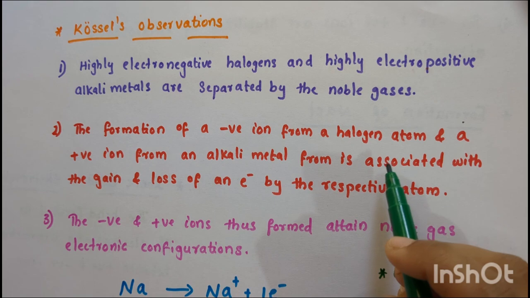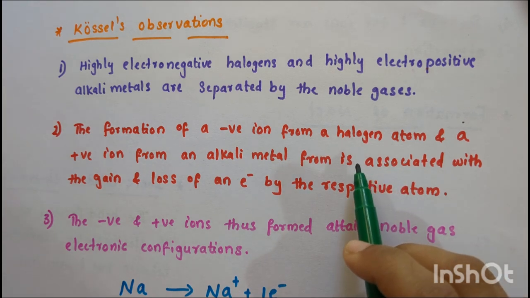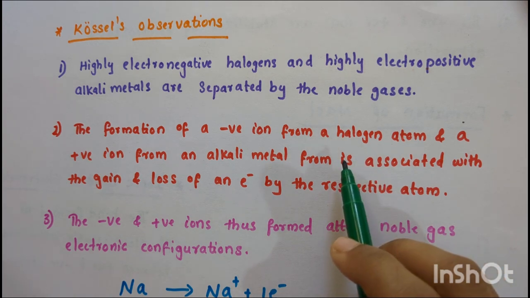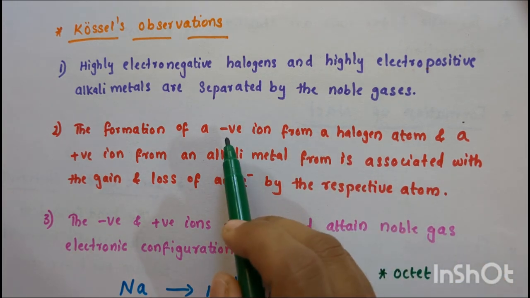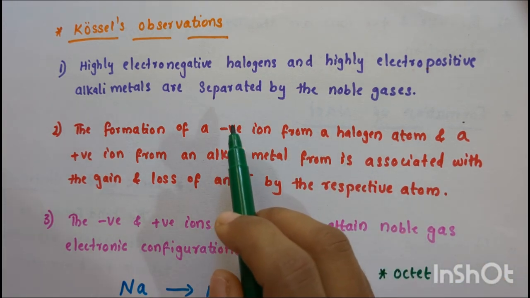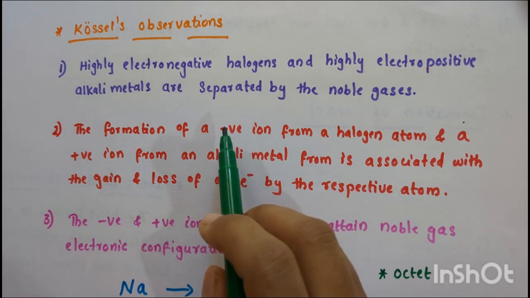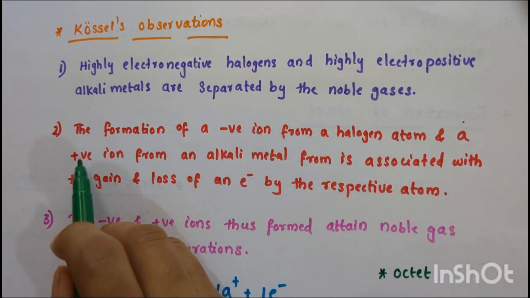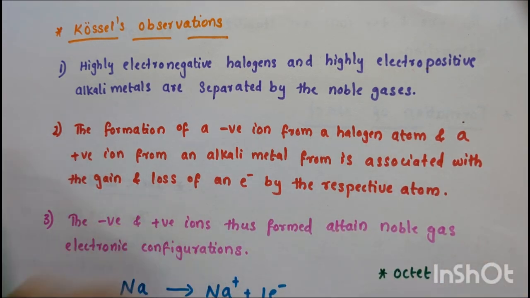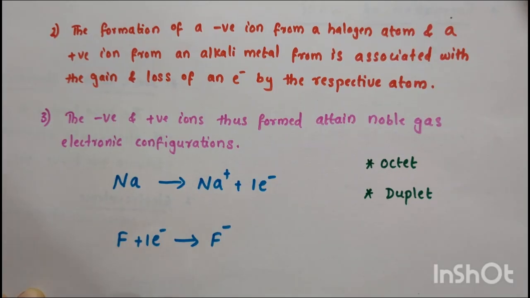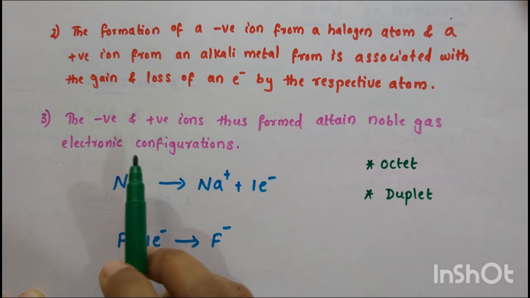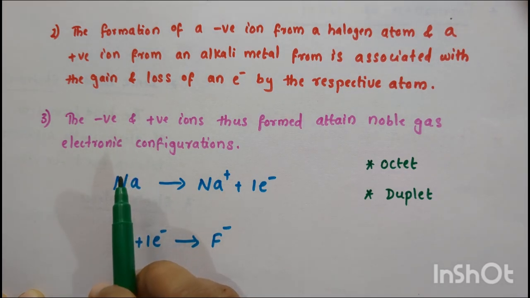That is, highly electronegative halogens, group 17 elements, they tend to gain electrons and form a negative ion. Highly electropositive alkali metals, group 1 elements, they tend to lose electrons and form a positive ion. The third observation is the negative and positive ions thus formed attain stable noble gas electronic configurations.